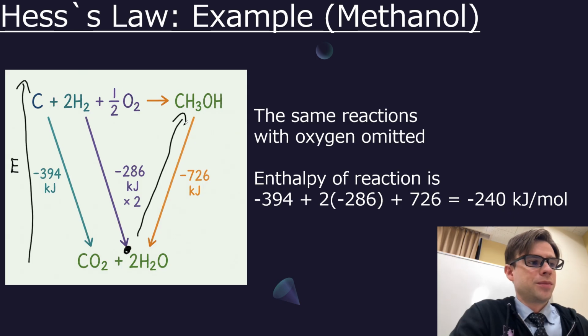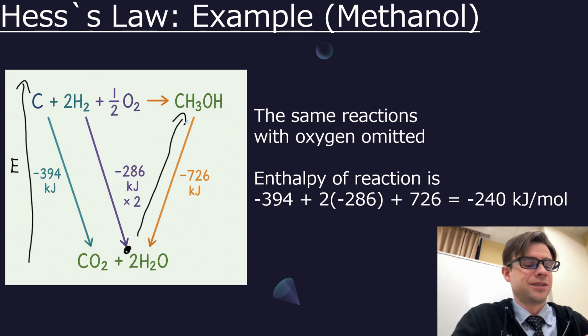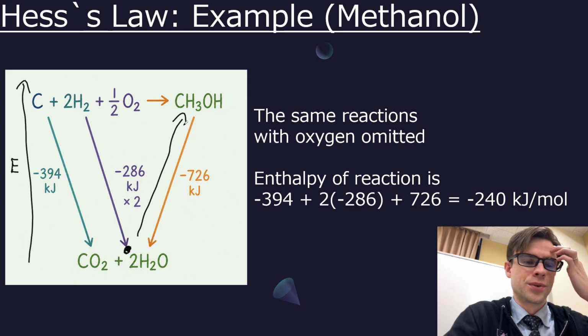So combust carbon, combust hydrogen, minus 394 plus 2 times minus 286, and then inverse combust back to methanol through that right side pathway. That's going to be plus 726. Reverse the sign of that arrow, reverse the sign of that enthalpy value. And you get the same answer then, minus 240.